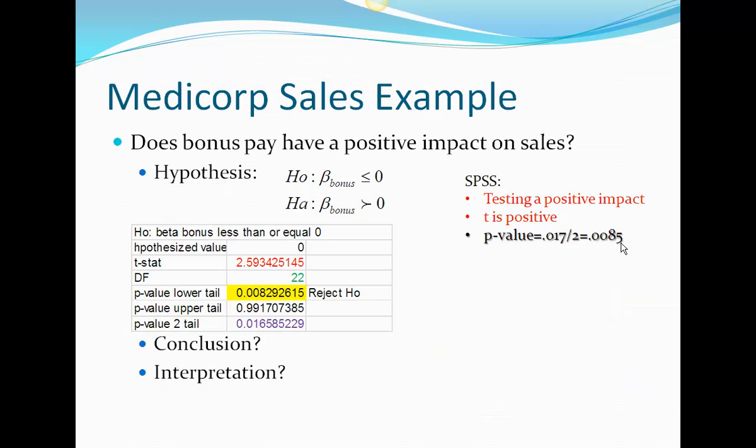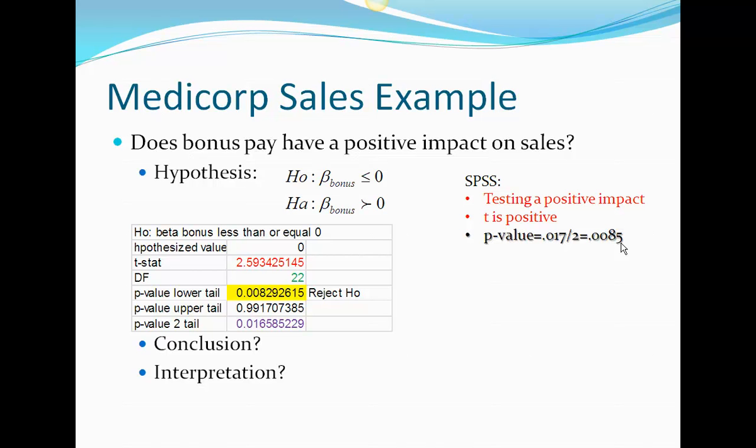And here's the example for our bonus. So we think that bonus has a positive impact on sales. So HA: beta bonus is greater than 0. So that's what we believe to be true. So we test H0: beta is less than or equal to 0. In other words, we test the opposite of what we think is true, and then our goal is to reject that. So I set up my hypothesis testing, and I come up with p-value lower tail as 0.008. So that's less than 0.05. So I would reject H0.